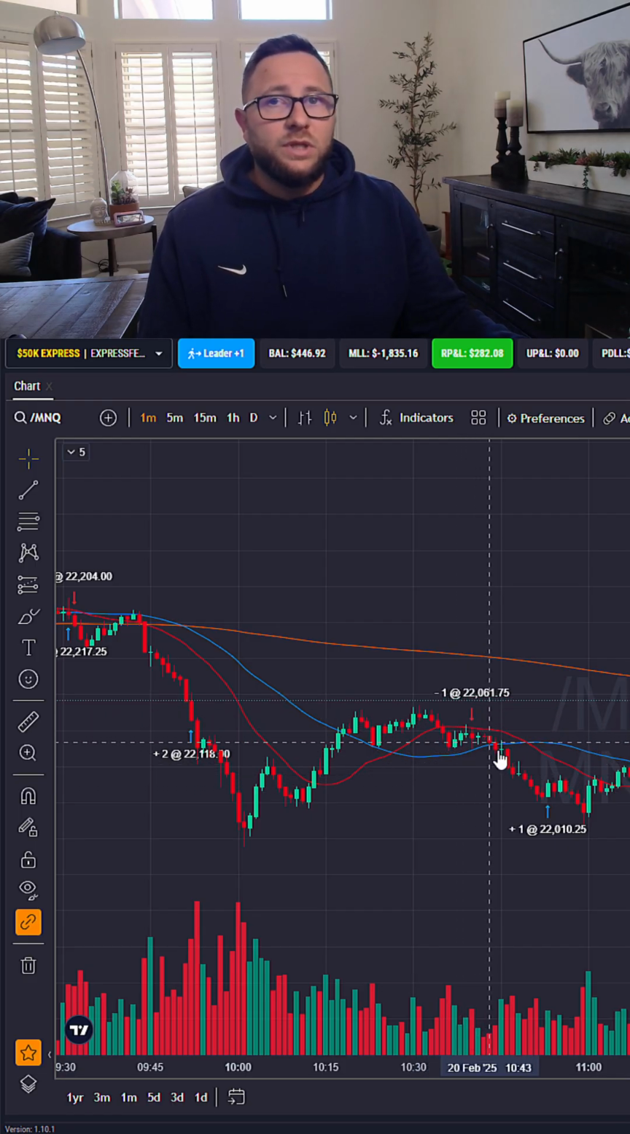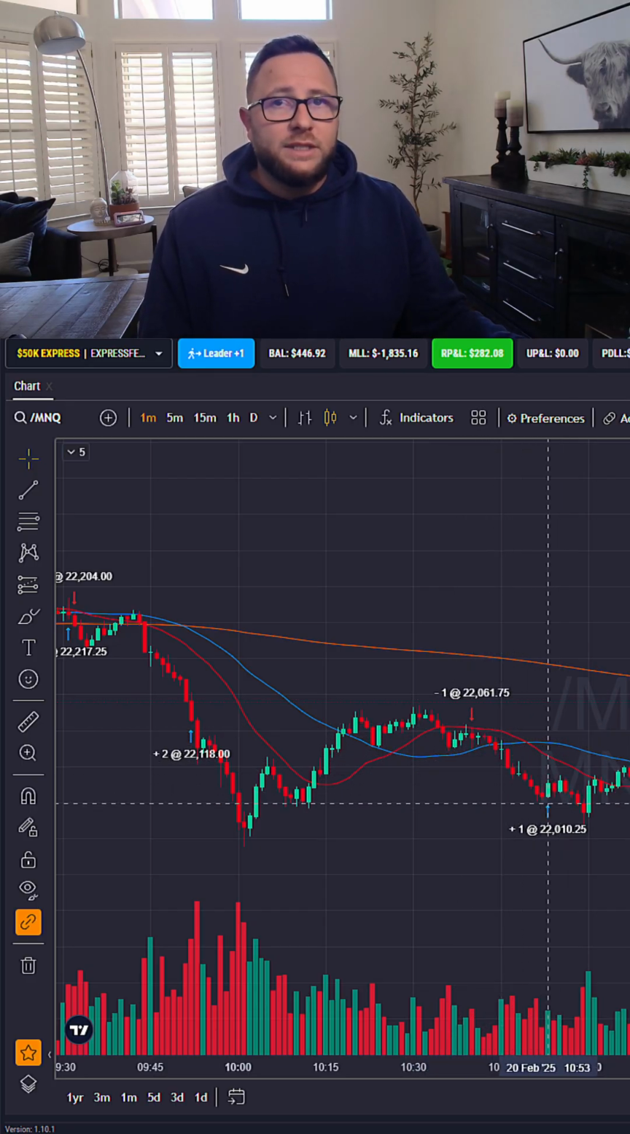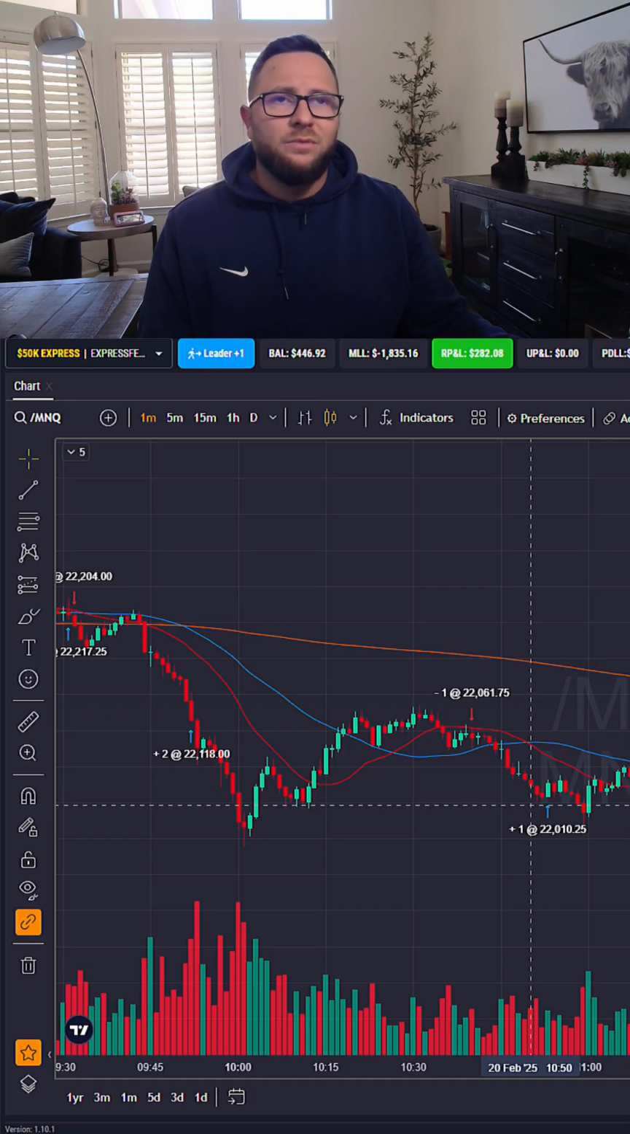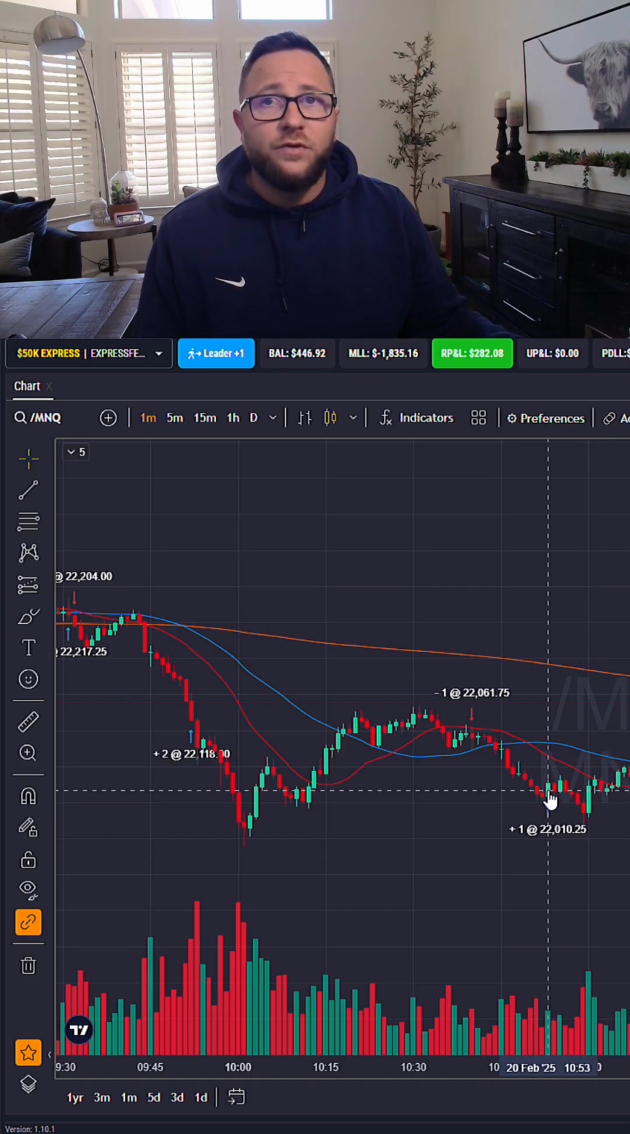So this is the understanding of charts that you need. Now, I ended up trailing this pretty tight and ended up getting right into this pivot area. Now, it did touch a little bit more, but that doesn't matter. This was a perfect trade, okay?